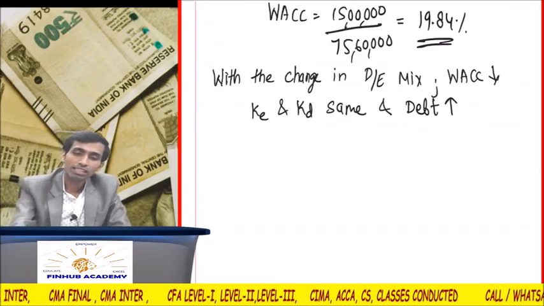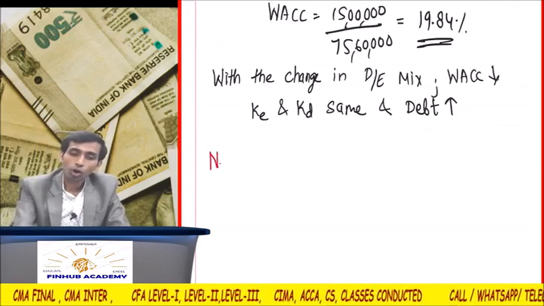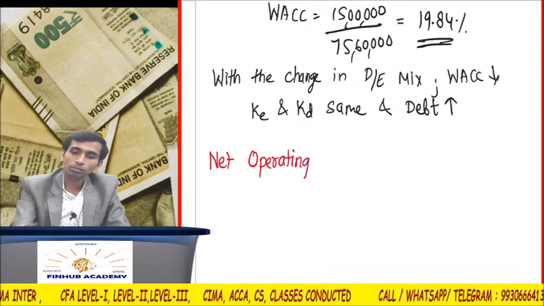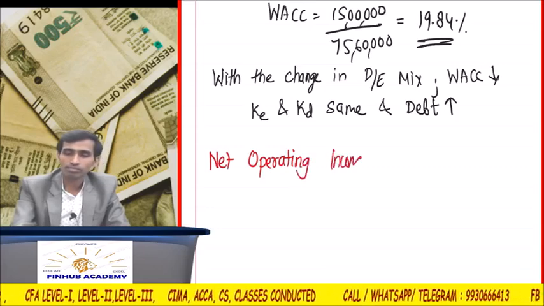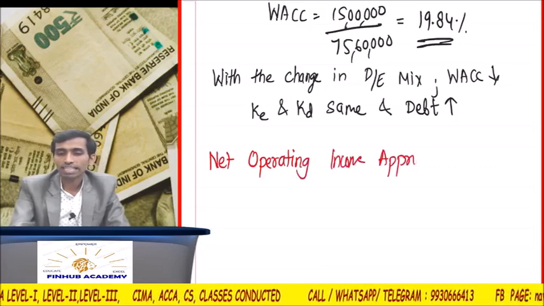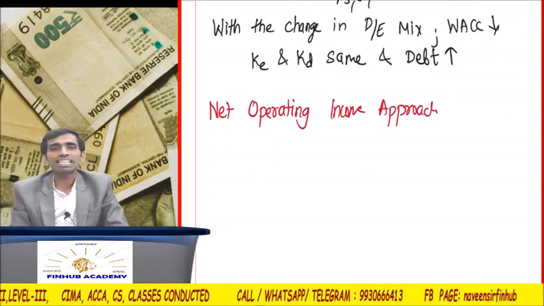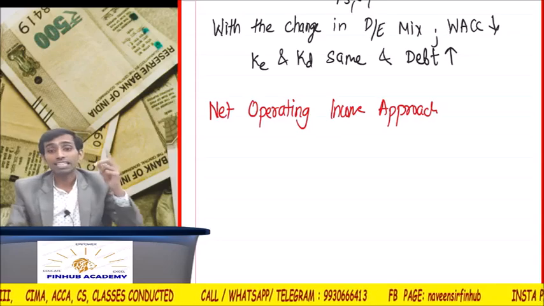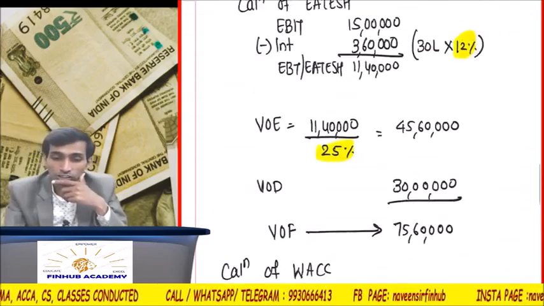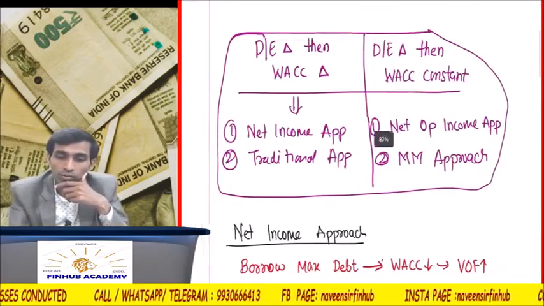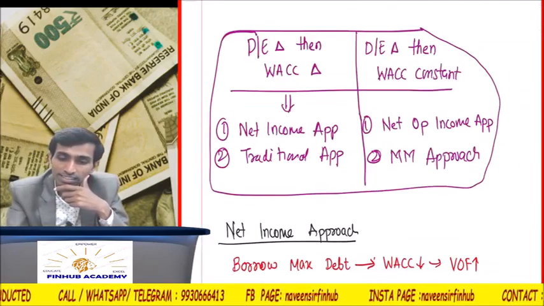Write the heading: Net operating income approach. What they are saying in this approach is, in the table which I gave you as a shortcut, check the overview, check what this approach said.